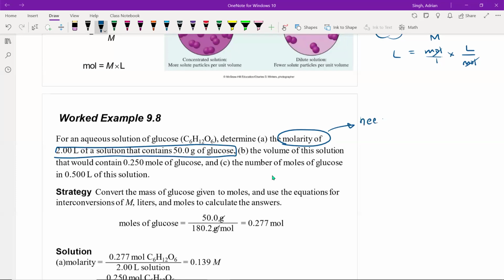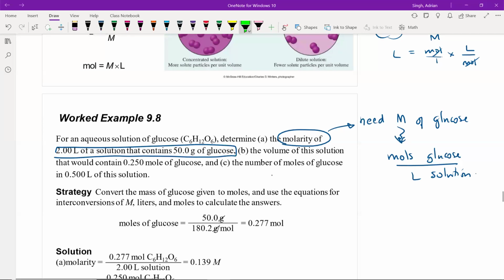All right, so we need the molarity of glucose. What does this actually mean? Well, we need moles of glucose per liter of solution. That's what molarity always means. Are we given any of these two things in the problem? Yes, we're given 2 liters of the solution, so that goes in the bottom. Are we given moles of the glucose? The answer is no. We're given 50 grams of glucose.